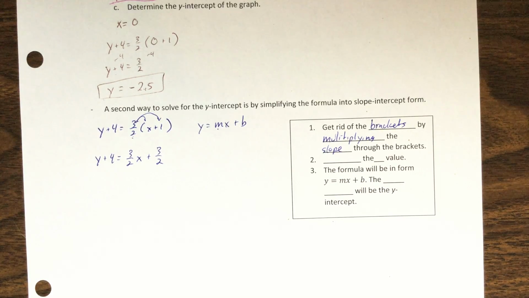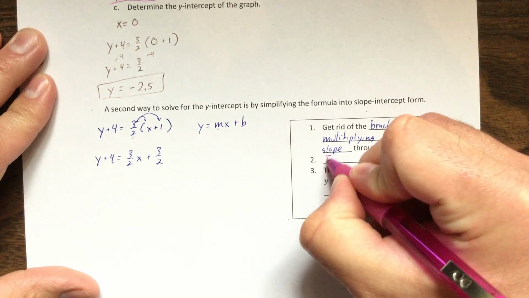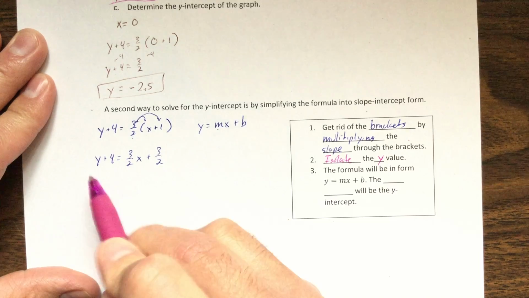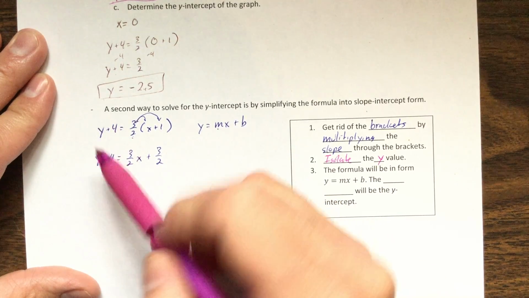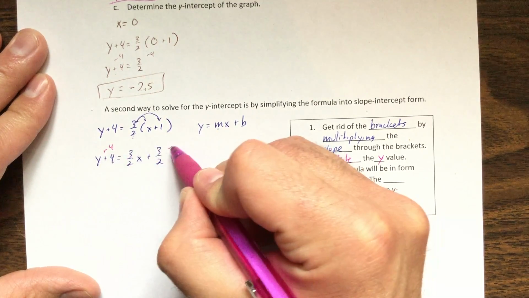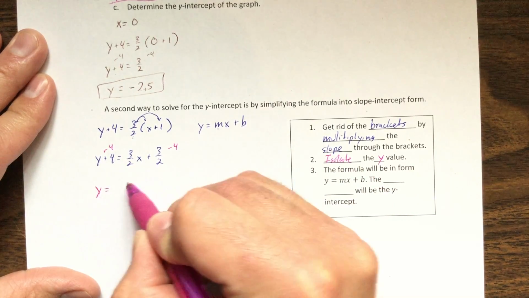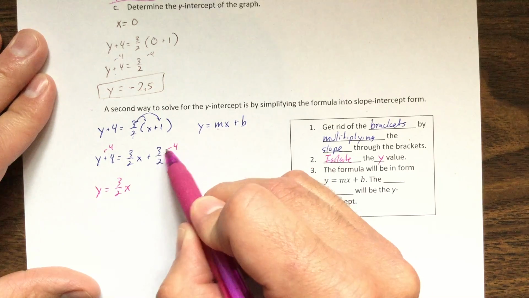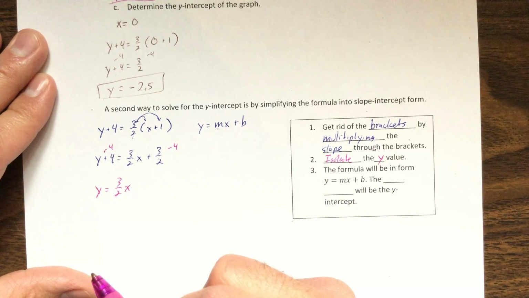The next thing we're going to do is isolate the y variable. We want to get y all by itself, so to do that we need to subtract 4 from both sides. So y is equal to 3 over 2x, and now 3 over 2 minus 4, because these are both numbers, so we can subtract them.